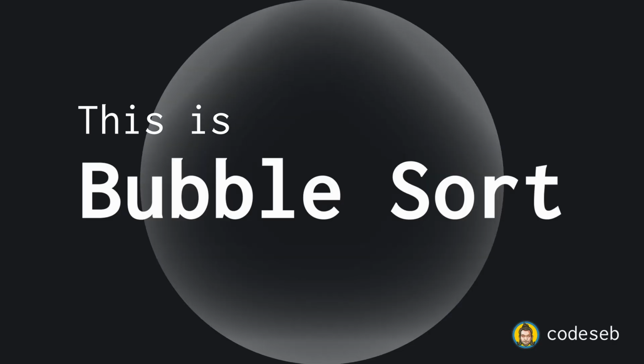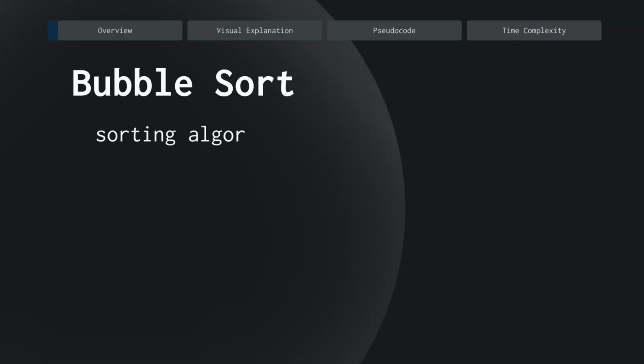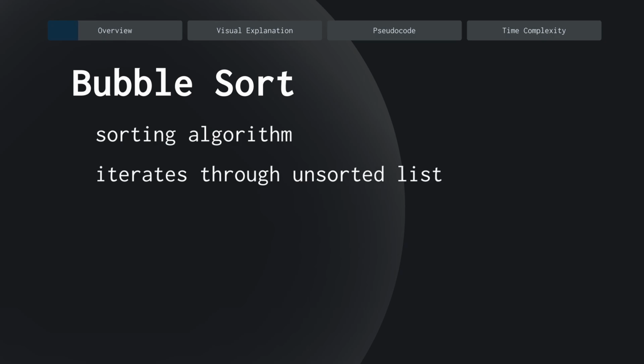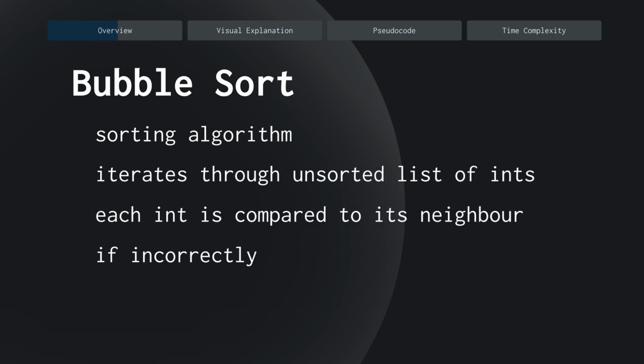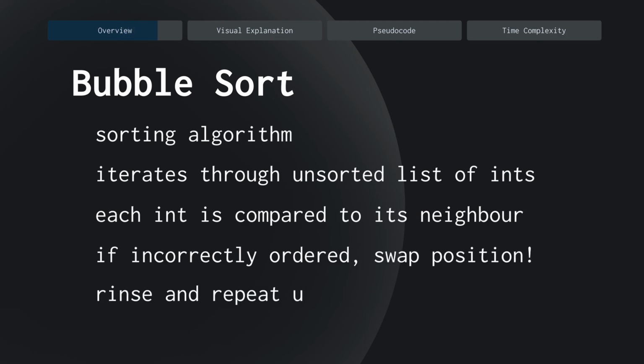This is the bubble sort algorithm. Bubble sort is a simple sorting algorithm which repeatedly iterates through a list of unsorted integers, comparing each integer to its neighbor. If the two being compared are found to be in the wrong order, they swap positions. The process repeats until no more swaps are needed, indicating that the list has been correctly sorted.